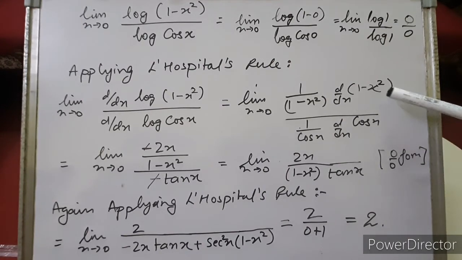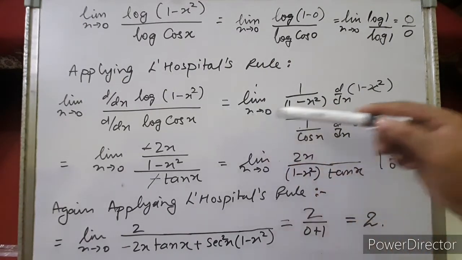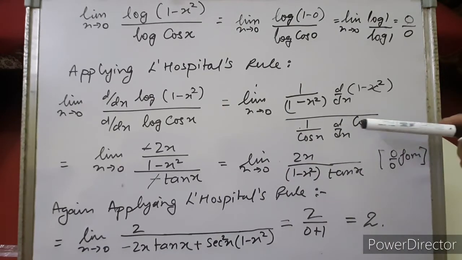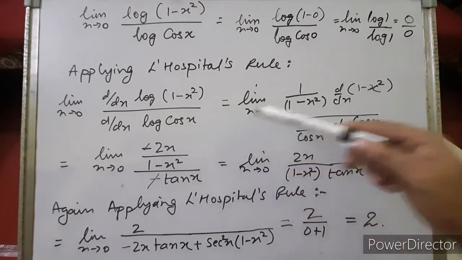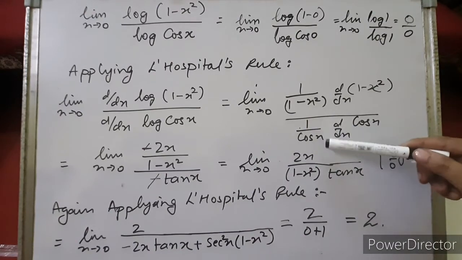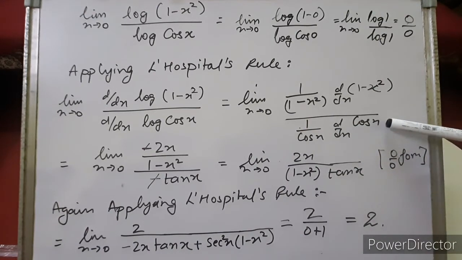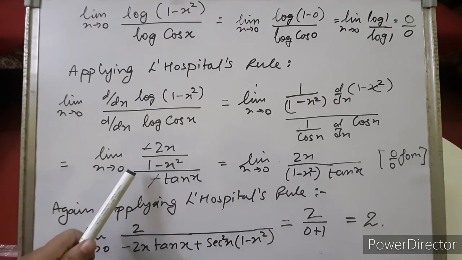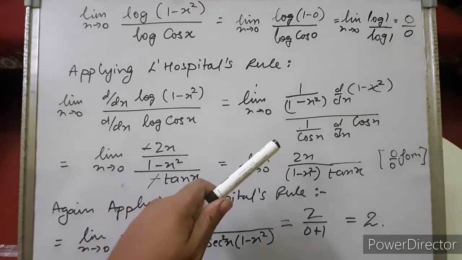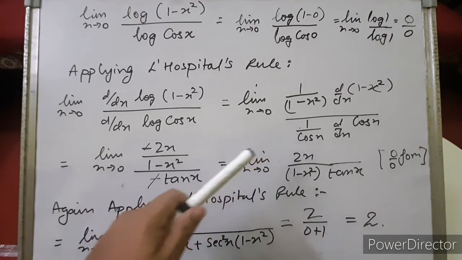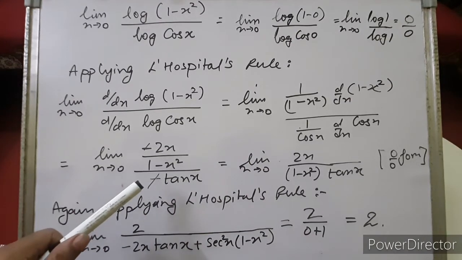Because by chain rule, we have assumed that 1 minus x square is x. This will come, right? And when we differentiate d by dx of log cos x, we'll get 1 upon cos x, and we have to differentiate cos x again by chain rule. So here d by dx of (1 minus x square) will be minus 2x. So in the numerator, we'll get limit x tends to 0 of minus 2x upon (1 minus x square). And in the denominator, d by dx of cos x will be minus sin x. So minus sin x upon cos x will be minus tan x.